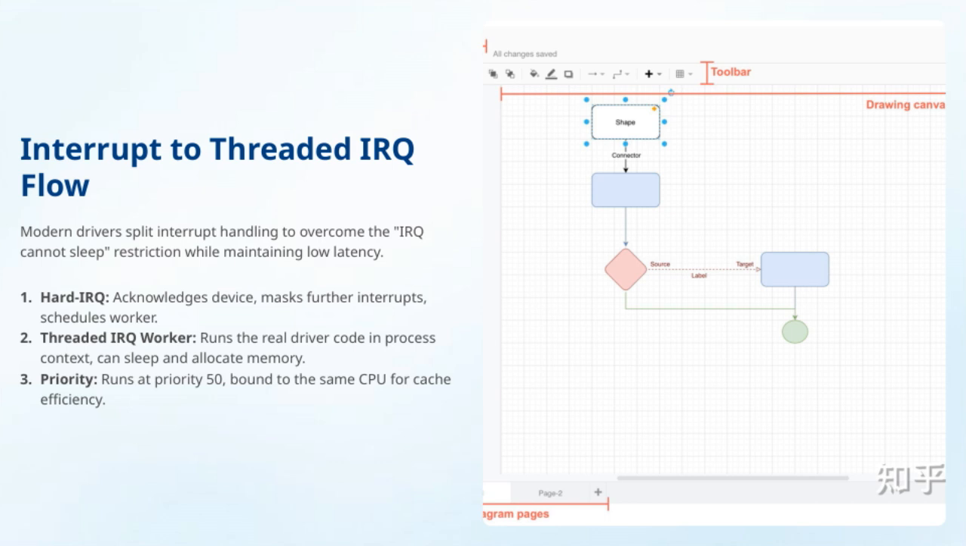This binding is crucial for cache efficiency because keeping the processing on the same CPU reduces cache misses and improves overall responsiveness. Finally, in modern drivers, we see a split in interrupt handling. This approach overcomes the traditional "IRQ cannot sleep" restriction, enabling low-latency responses while still allowing more complex, sleepable tasks to be processed safely in the threaded context. This flow ensures that interrupt handling is both swift and capable of handling more complex driver operations without compromising system performance.